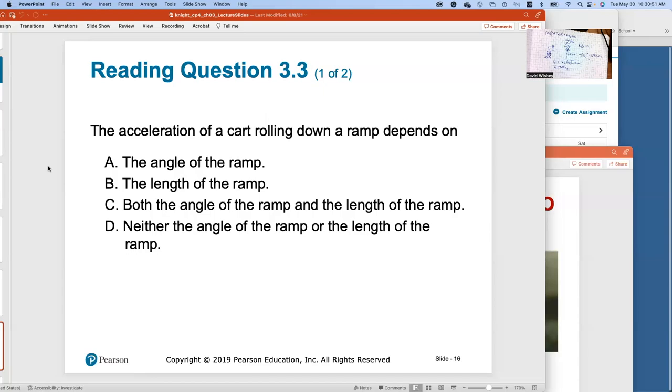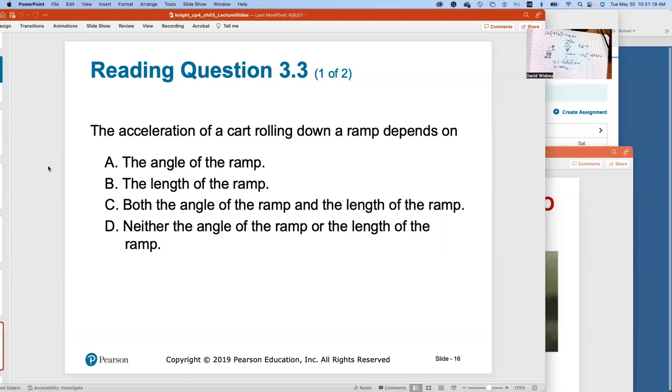C, both the angle of the ramp and the length of the ramp? Or D, neither? Okay, so a lot of people think it's C, right? So if I put my skateboard here, and if I just barely lift it up, that's a very slight acceleration, and it's because of gravity. There's a small component of it due to gravity.